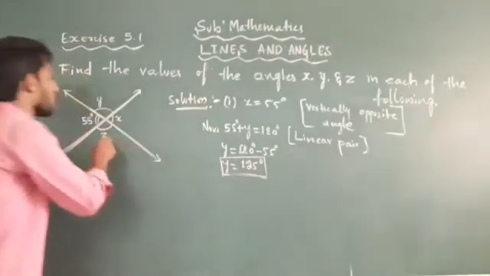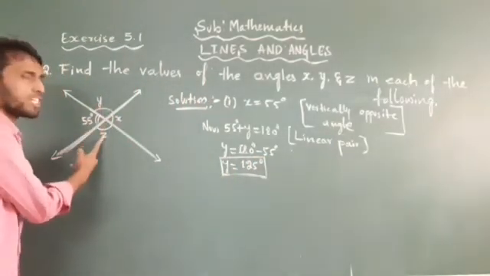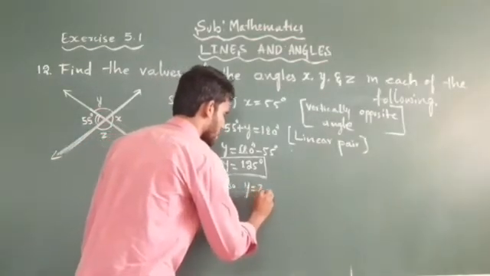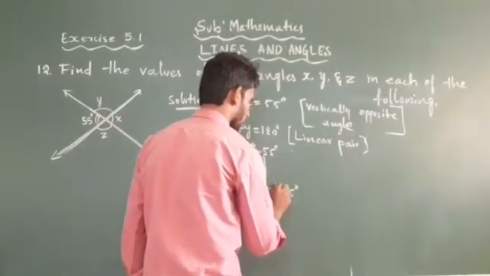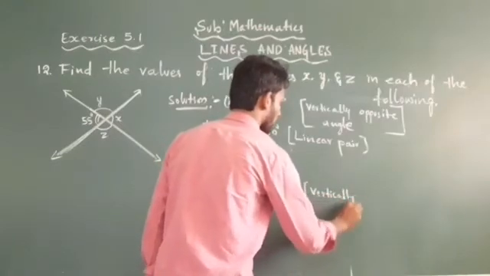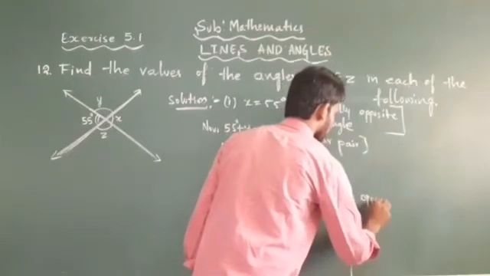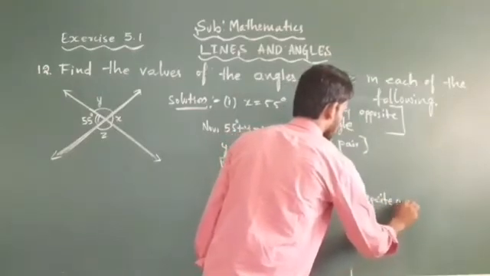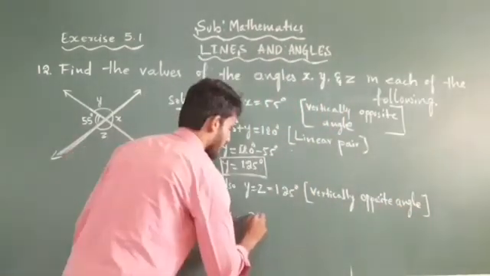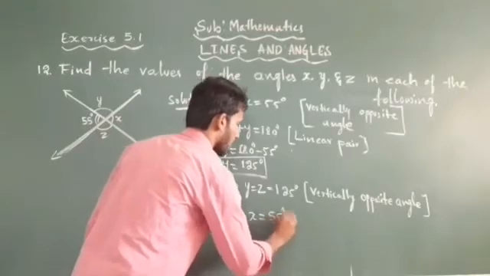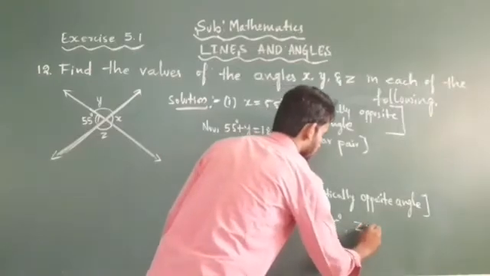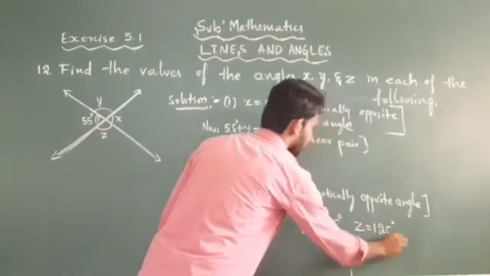Now dear student, y is vertically opposite to z. We can also say y is equal to z, 125 degrees, because this is the vertically opposite angle. As x is equal to 55 degrees, y is equal to 125 degrees and z is equal to 125 degrees. This is the solution.